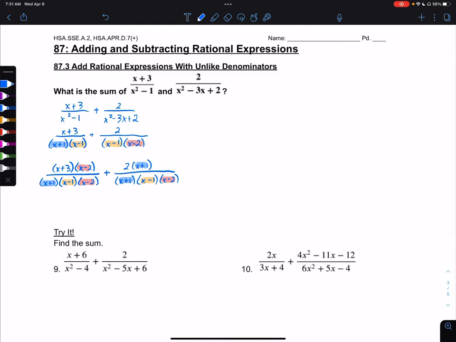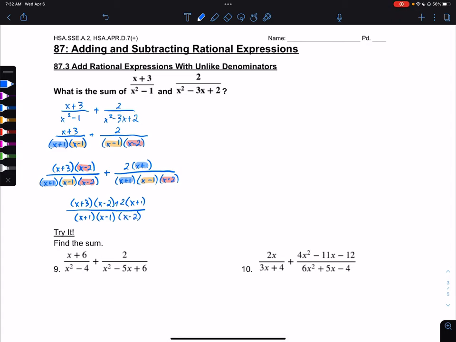Okay, now from here, you have a couple options for the next step. You can simplify or multiply out the numerators and then combine your fractions, or you can combine your fractions and then piece things together. What I'm going to do is put the fractions together first. So I'll have (x + 3)(x − 2) + 2(x + 1), and then in my denominator, I just copy the common denominator.